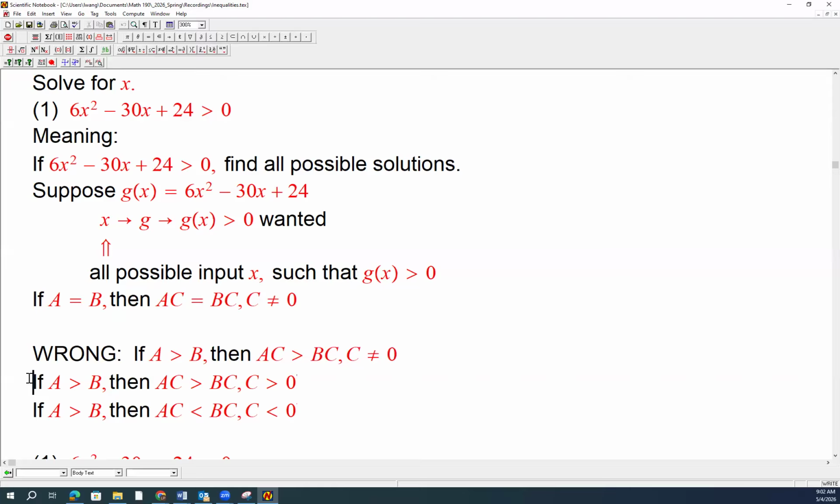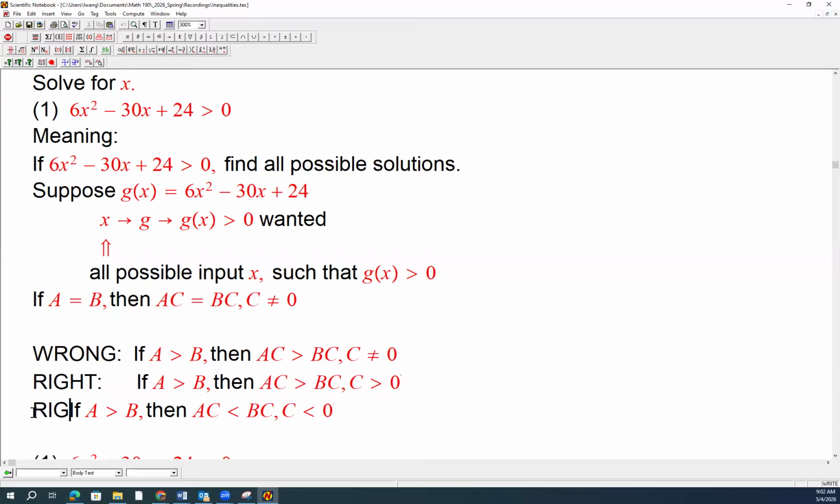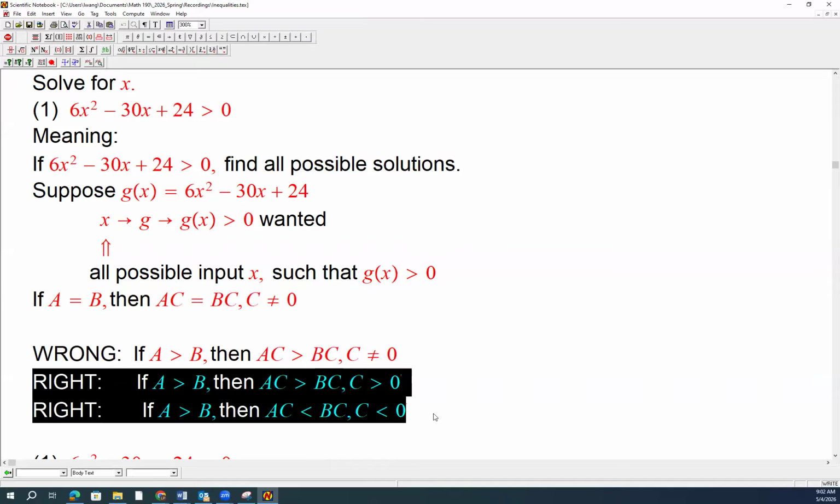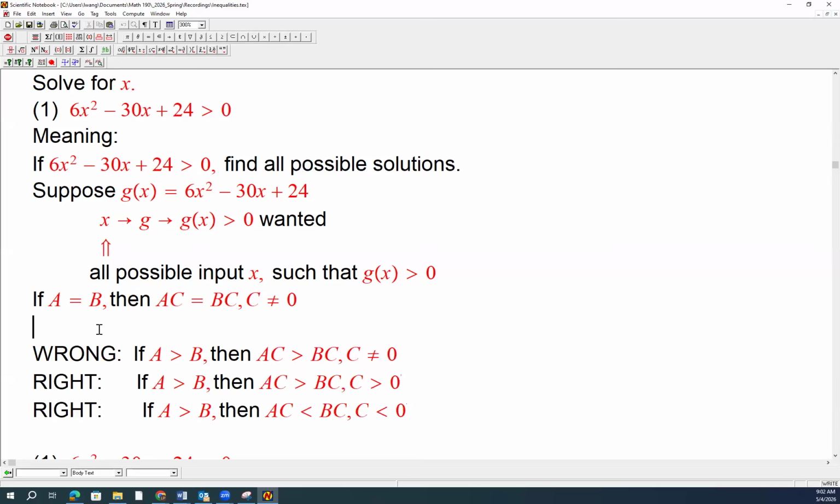And the following two are right. The following two are right. Okay, so these two will be right. And in any case, C cannot be 0.